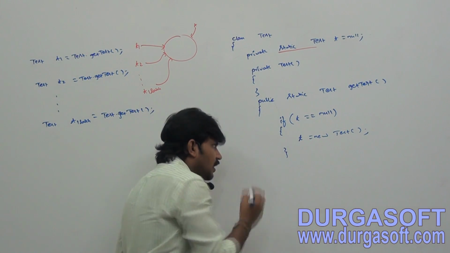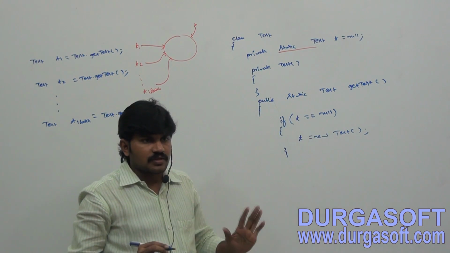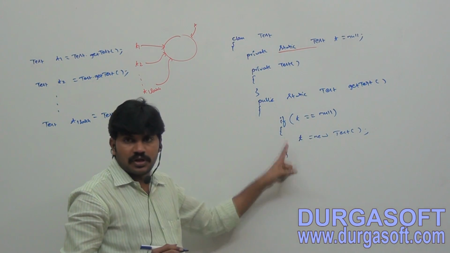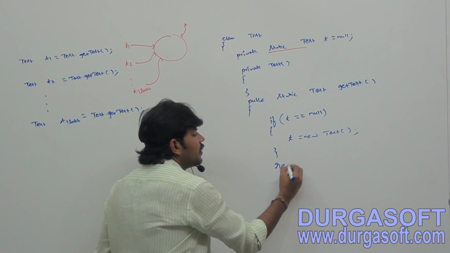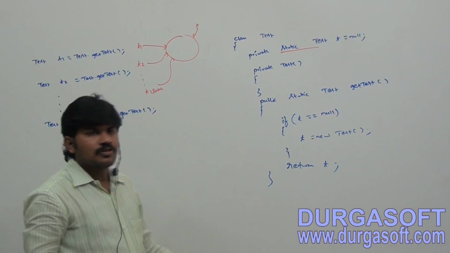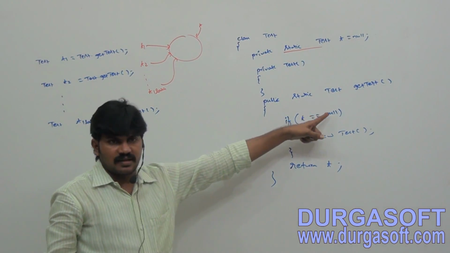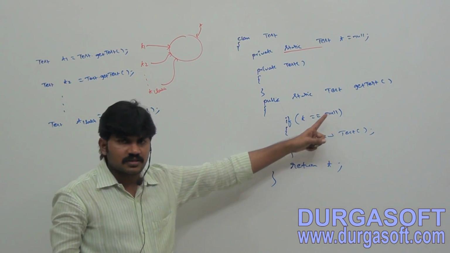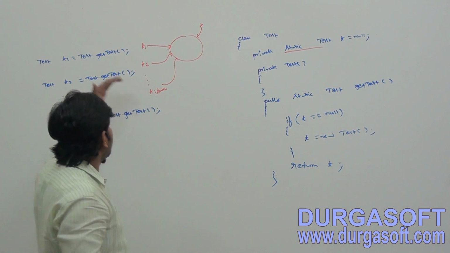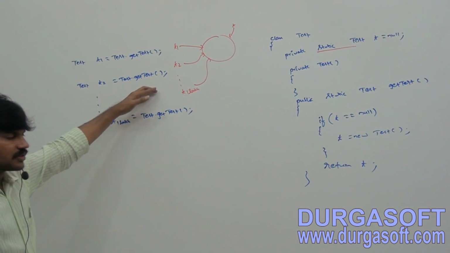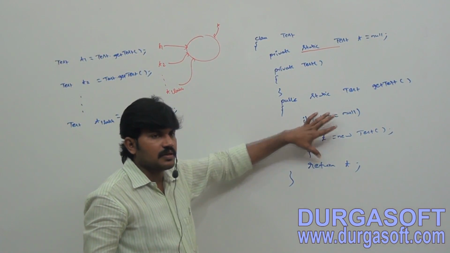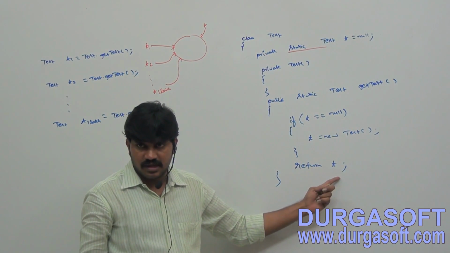If t == null, then t = new Test(). If t is not null, then it won't execute. Then return t. That's all. So the first time t is null, so create a new object and return that t. The second time, whenever I ask Test.getTest, t is not null, so without creating, return t directly.